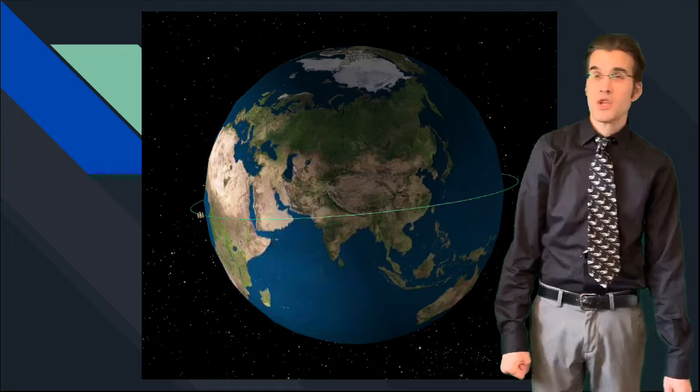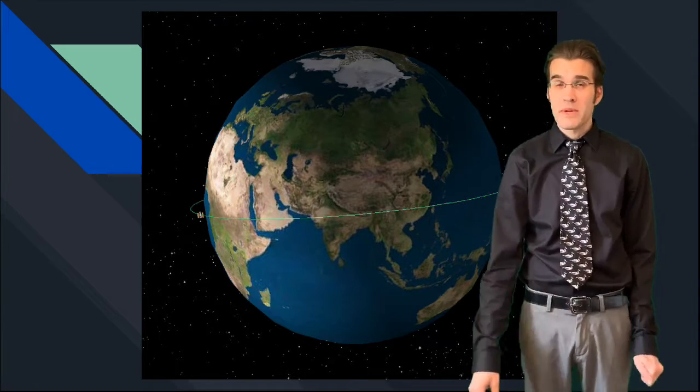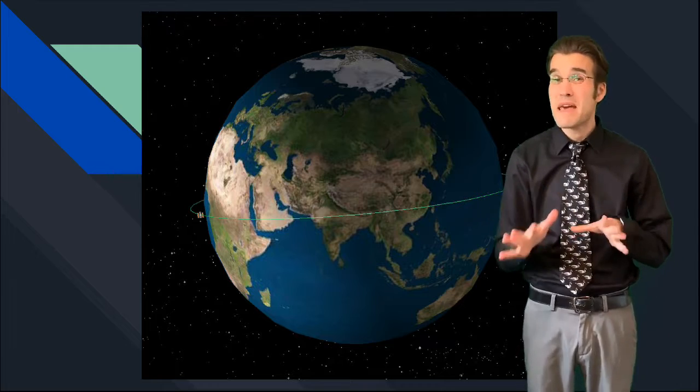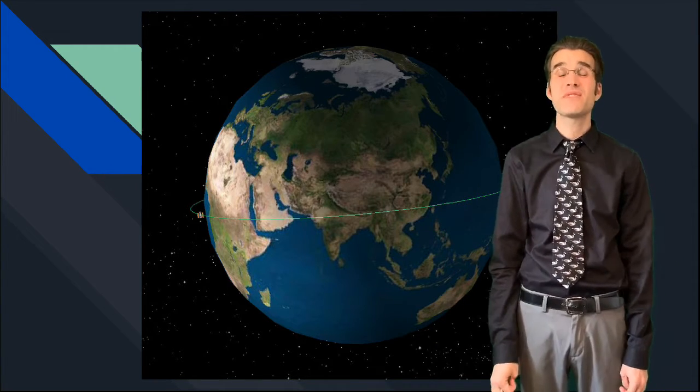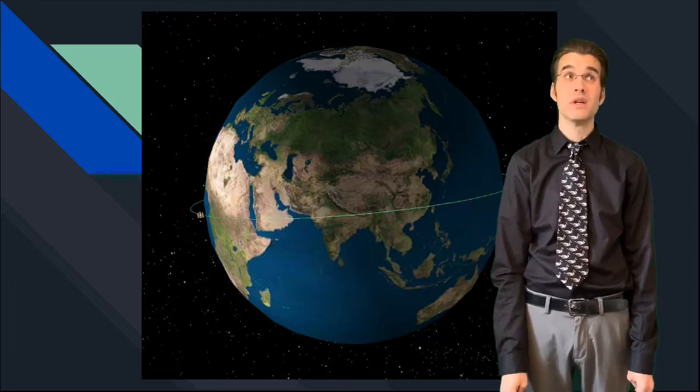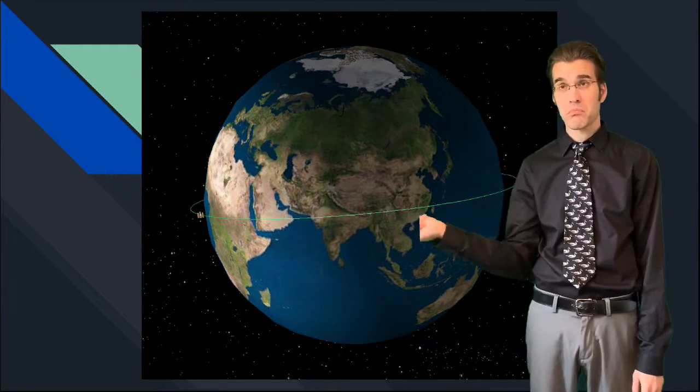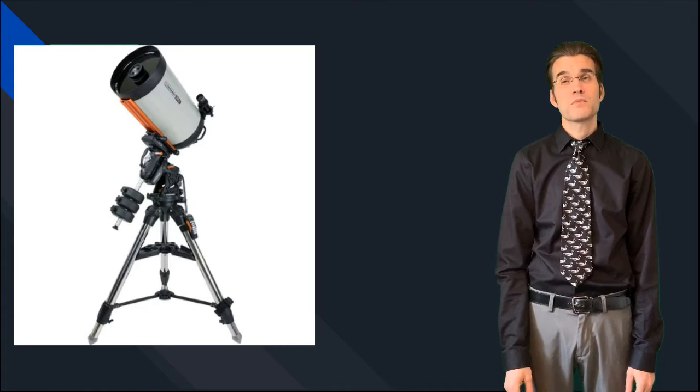All right, here we go. So, like I said, we're in low Earth orbit. Now, the Hubble goes around the Earth every 95 minutes, traveling at a speed of 17,000 miles per hour. So, every hour and a half, it goes around once.